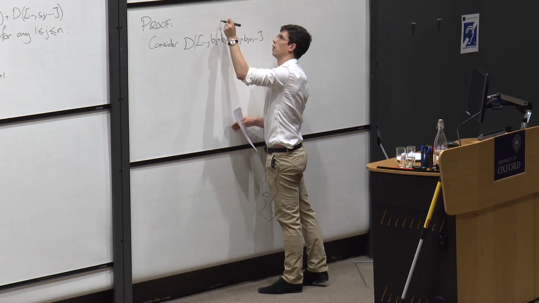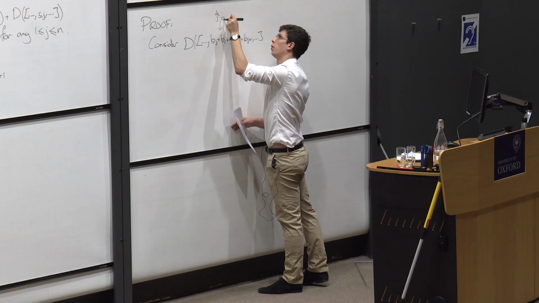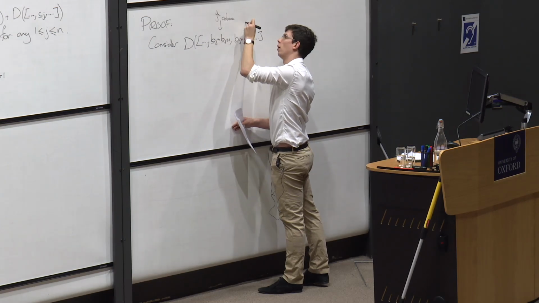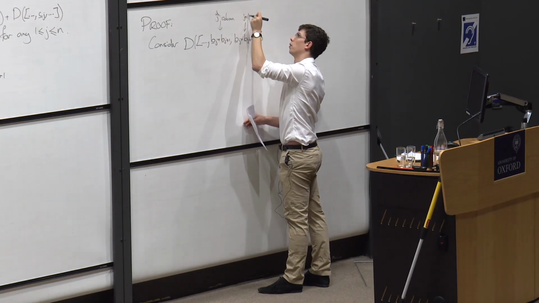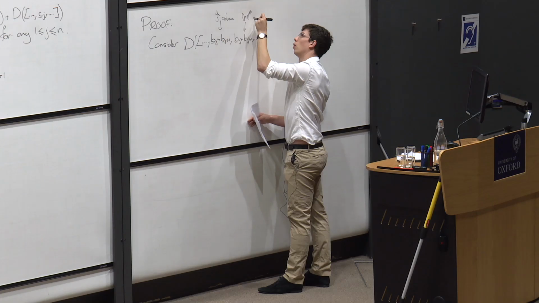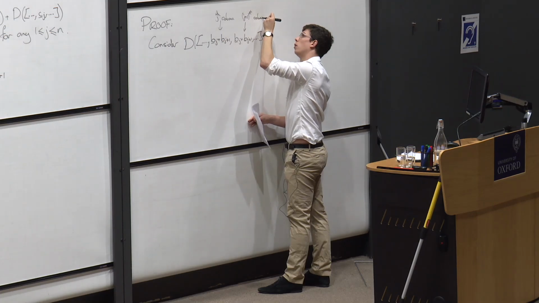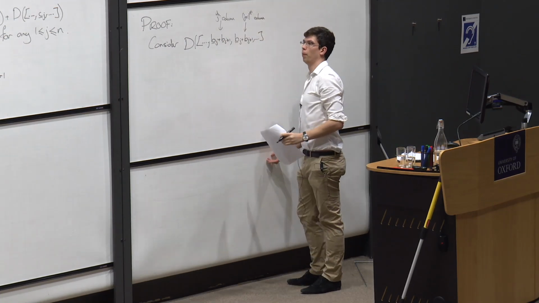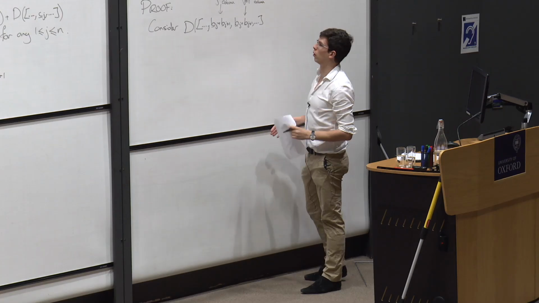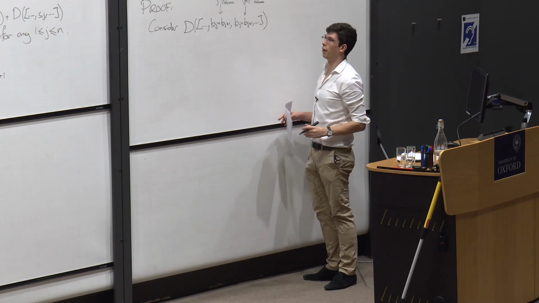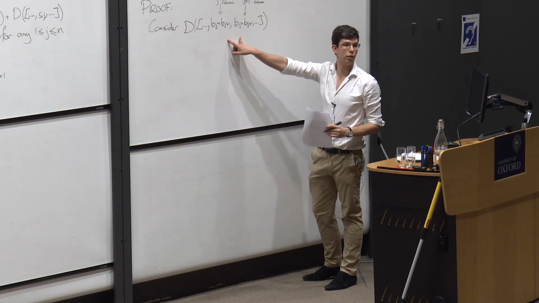So here, this is the jth column, and this is the j plus 1st column. By linearity, I can expand this out.